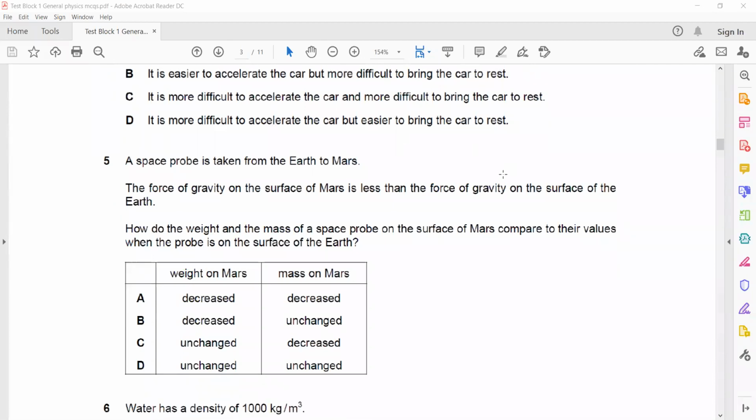Question 5. A space probe is taken from Earth to Mars. The gravity on the surface of Mars is less than the gravitational force on Earth. How do the weight and the mass change? Mass is the amount of matter.